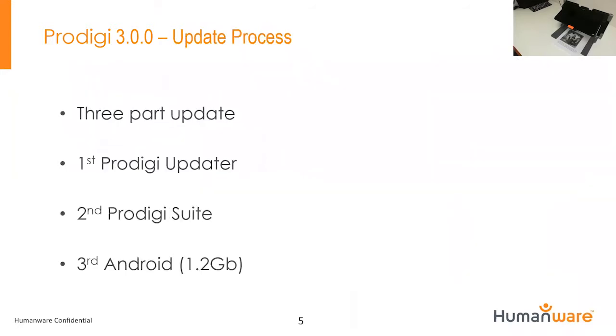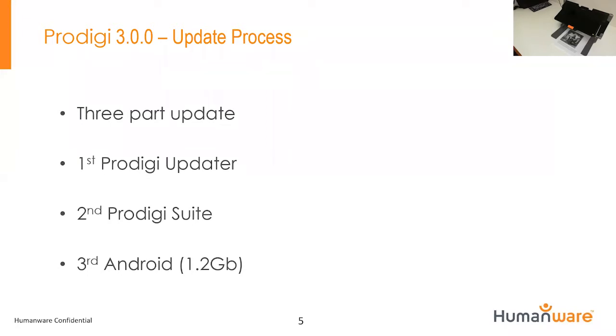The update process is done in 3 parts. The first part and the second part are done in one step. The first part is the update of Prodigy Updater. The Prodigy Updater application is used to update all the other applications that are installed on the Connect. So I'm talking here about books, calculator, the distance application, the magnifier application, and the settings application.